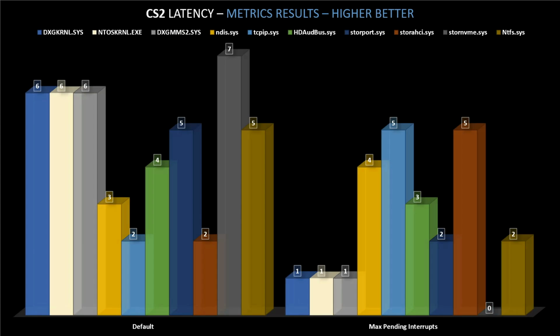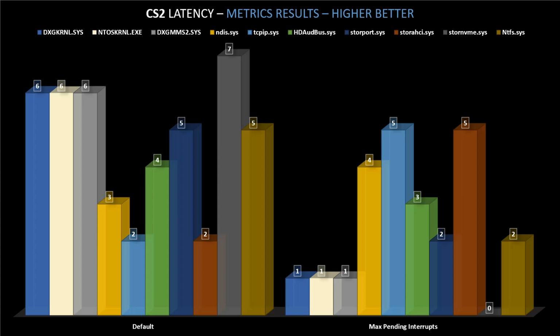And again, we're coming to the big picture, the metrics results. In that case, we see that by default, the direct kernel, the Entos kernel, the direct MMS2 drivers are almost all metrics better by default, but we have one metric that was better with max pending interrupts. From what we see now is that the TCP/IP driver and the store accuracy driver is better at some point with max pending interrupts, but the other drivers are very close together.